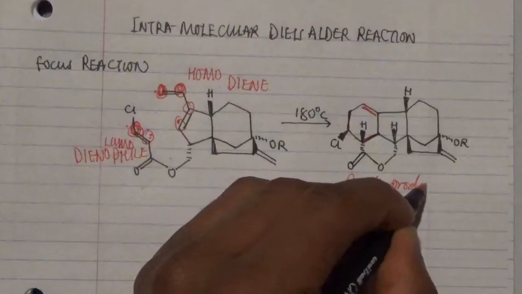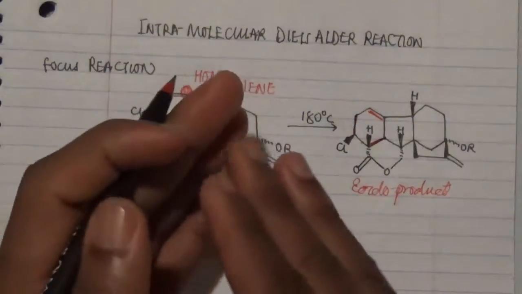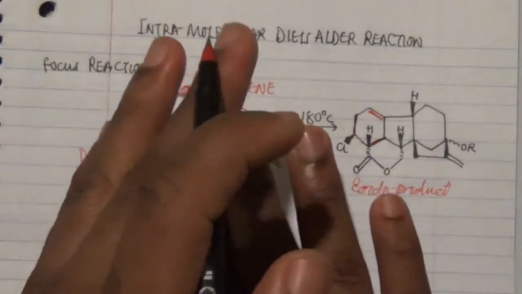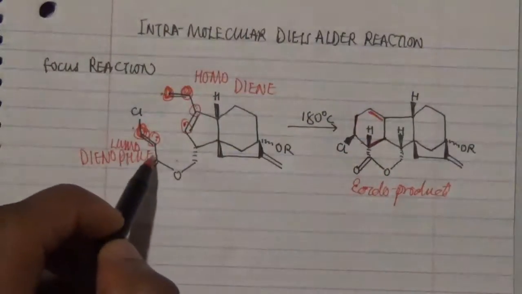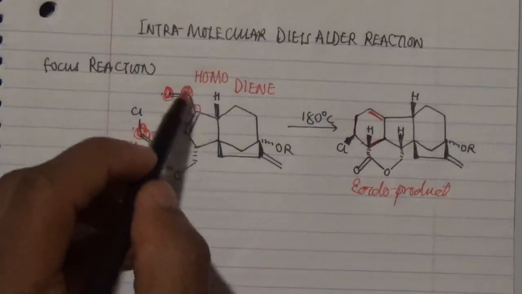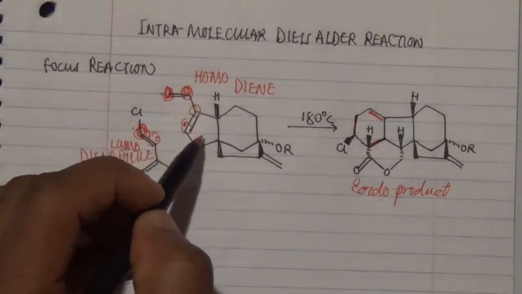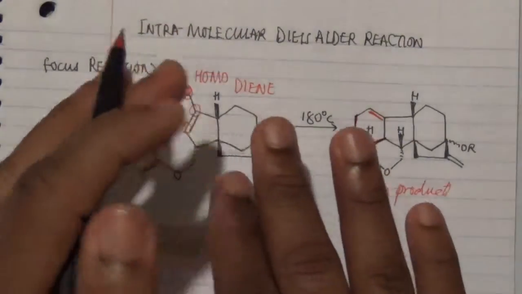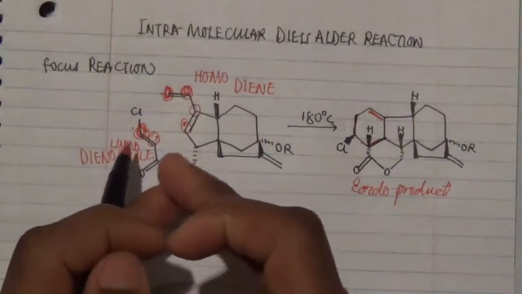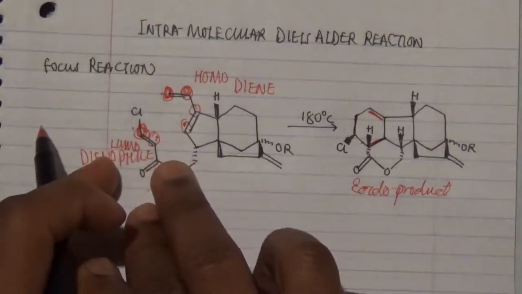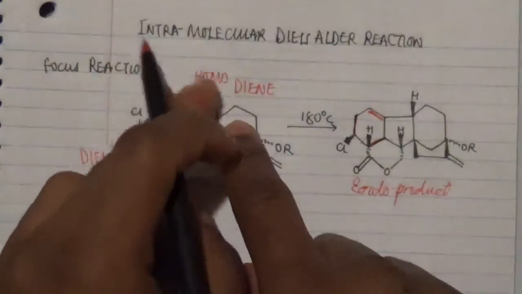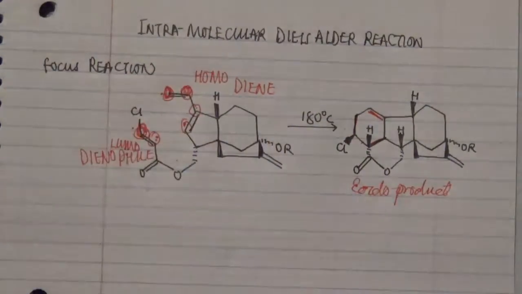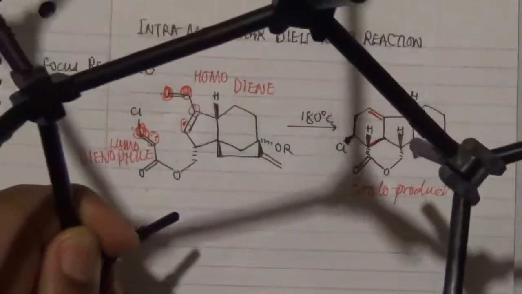This endo product is a result of the interesting overlapping of orbitals due to the dipole-dipole interaction between this ester functional group and this pi system over here, so that there will be some kind of rotation in bonds that lays this segment underneath this segment over here. So if you look at this molecular model kit, let me zoom this out.